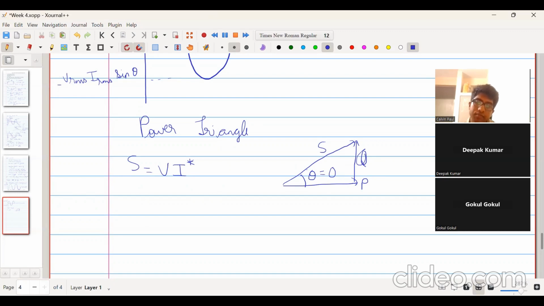So let us consider a capacitive circuit. In the capacitive circuit, let us consider V to be equal to V RMS angle 0. This is the phasor representing the voltage. The phasor representing the current in the capacitive circuit, which has a resistor, capacitor, etc., will be of the form I equal to I RMS angle theta, positive theta. Why? Because in the capacitive circuit, the current leads the voltage.